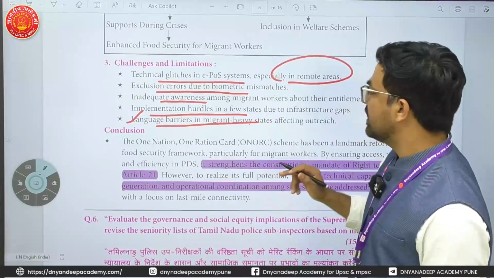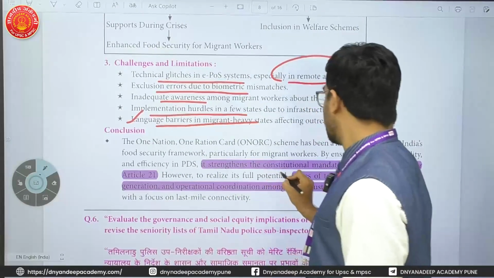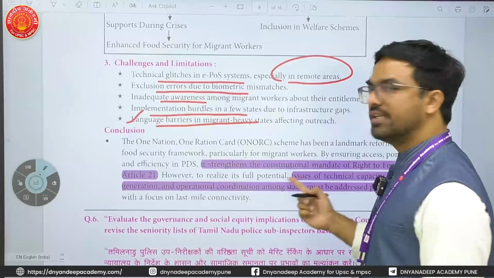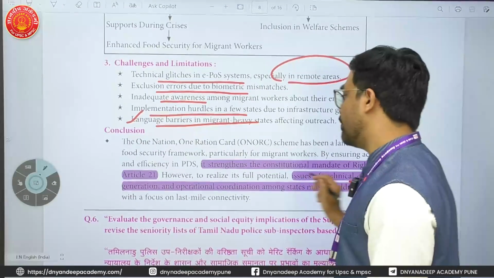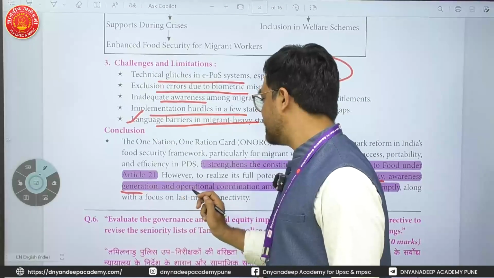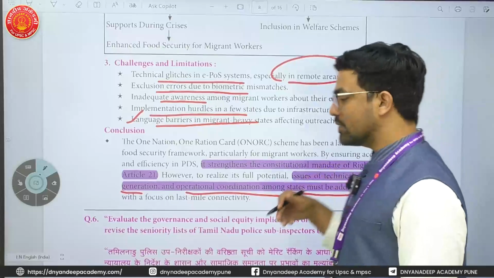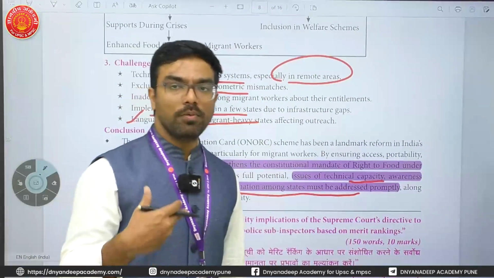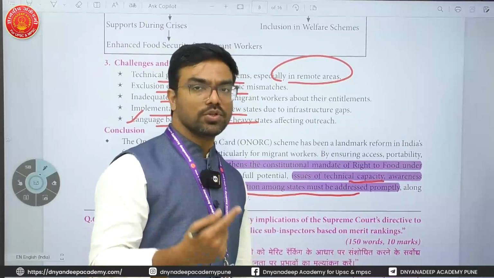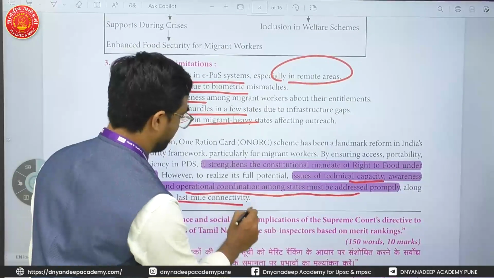Now, in the conclusion, we can write key measures. What should be done? Strengthening technical capacity, right? Also awareness generation. There should be operational coordination among states. Different states should coordinate with each other, addressing the issues of these migrant workers, along with a focus on last mile connectivity, right?